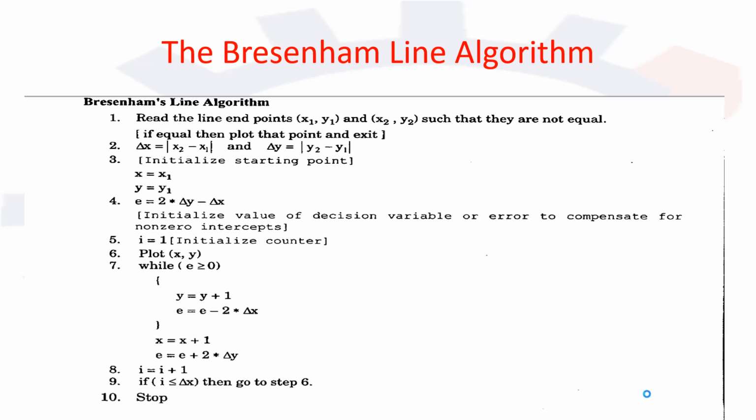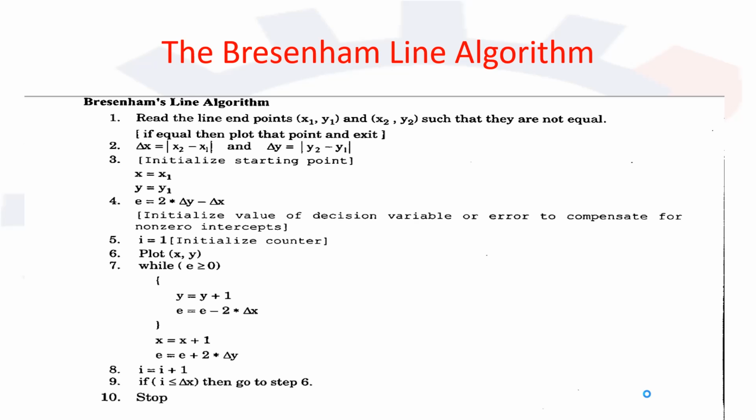Here is the Bresenham line generating algorithm. The first step is to read the line endpoints x1 y1 and x2 y2 such that they are not equal. We take the point input from the keyboard, x1 y1 and x2 y2, such that they are not equal. If they are equal, that means we can plot only a point. After taking the points, we calculate the values of delta x and delta y. So delta x is x2 minus x1 and delta y is equal to y2 minus y1.